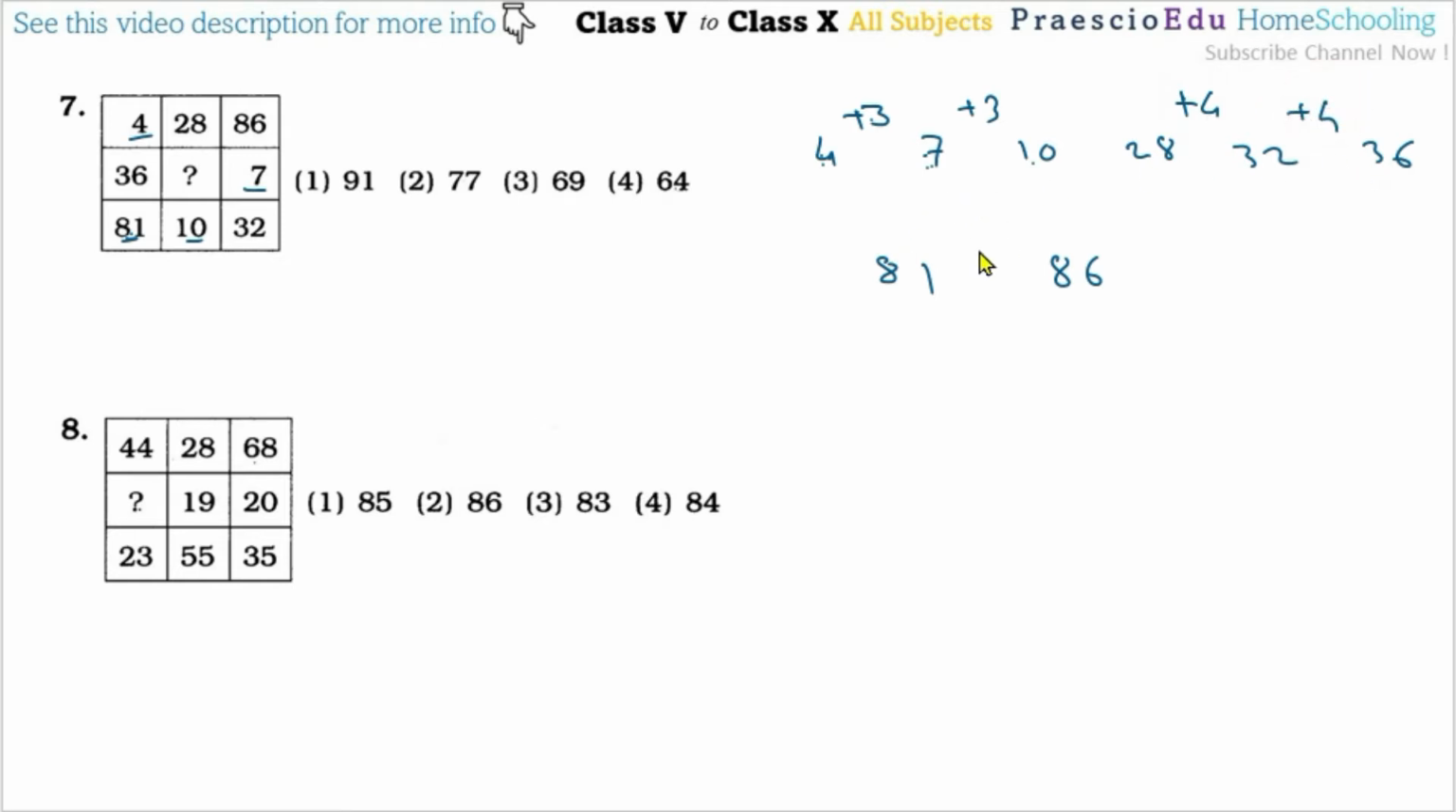So likewise 81 plus 5 we are getting 86. So same number we have to add here, means plus 5. So after this one we are getting 91. So this 91 can be replaced to the question mark, and 91 is given in option number 1.